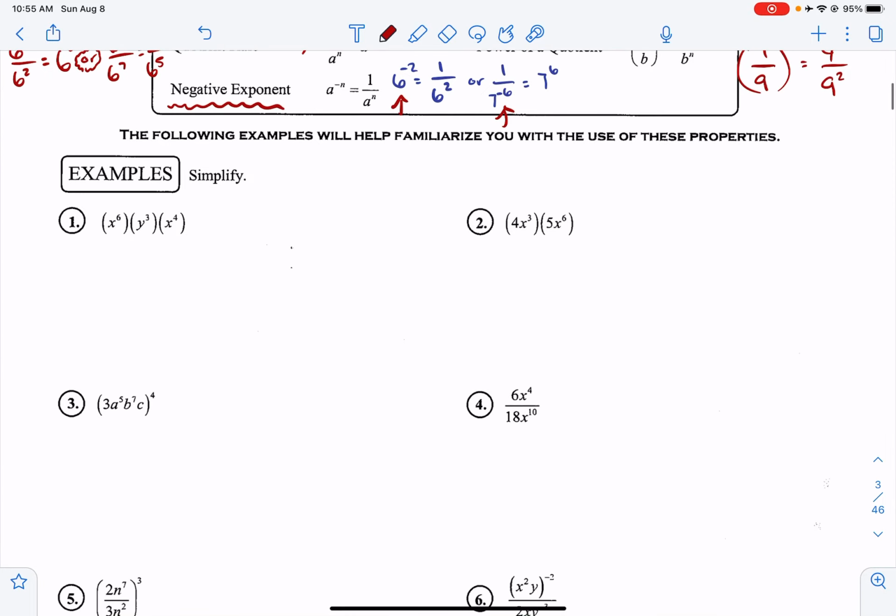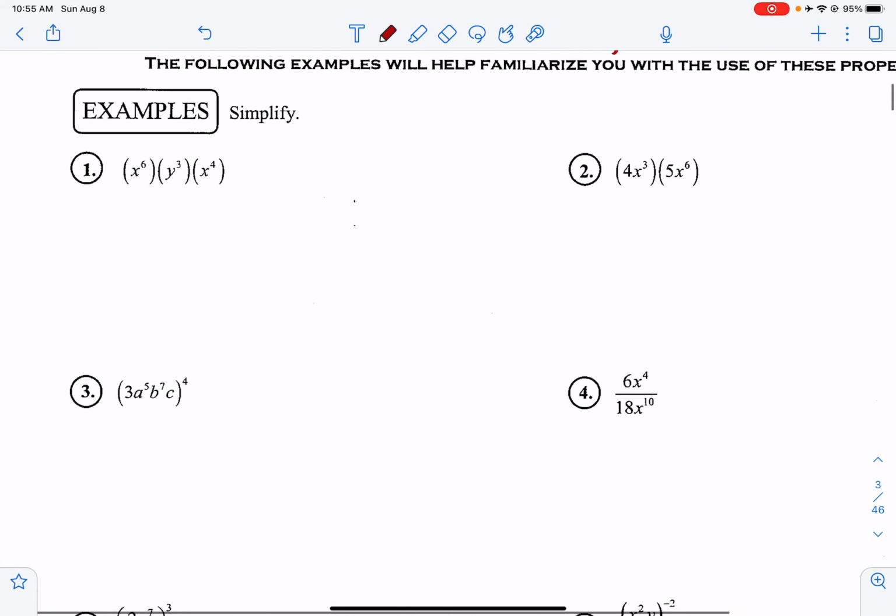So our examples, that's what we've got. We've got a bunch of messy expressions that we need to simplify. We want to clean them up and make them look pretty, all right? So our first ugly expression, number 1, x to the 6th power times y cubed times x to the 4th. Now notice on all of these examples, there is no adding and there is no subtracting. And that's because these rules don't work if you've got pluses and minuses mixed in there. This only works when everything's being multiplied or divided, okay?